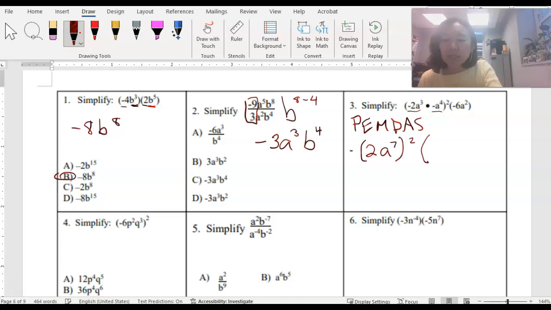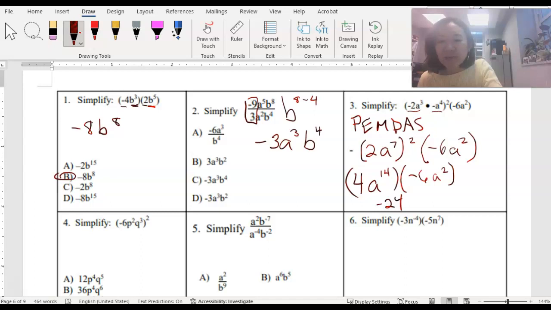Squared times -6a squared. So now before I can do this multiplication, I'm going to need to do this exponent piece first. Remember, whatever is in the parentheses needs to have the exponent applied. So 2 squared is 4, and then a to the 7th power squared is going to be a to the 14th power. Then we will multiply times -6a squared. Again, we're going to multiply our coefficients first, and so we'll have -24, and then here our bases are the same, so when we multiply them we will add the exponents, a to the 16th power.